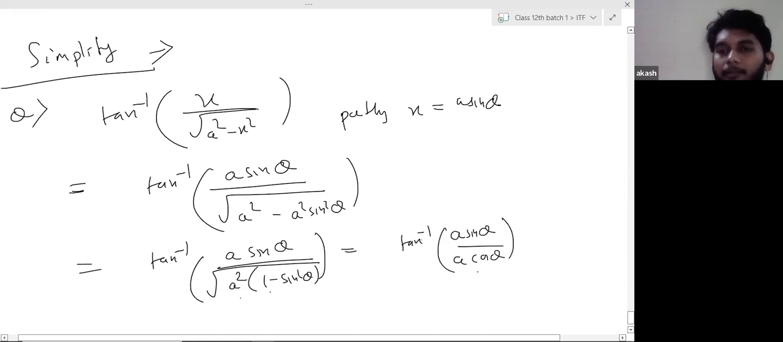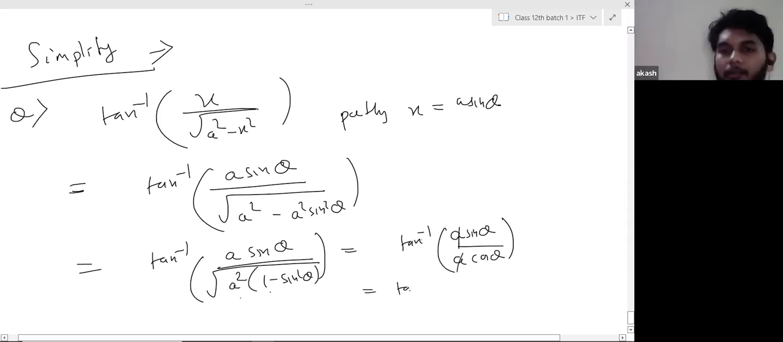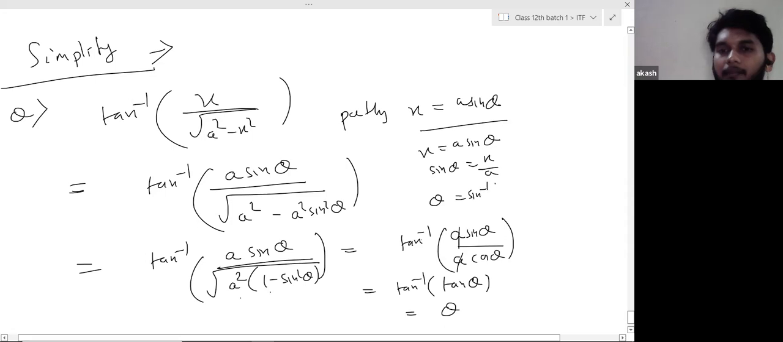This step is clear or not? Yes, sir. So a and a are cancelled. Tan inverse tan theta, and we all know this is theta. And what is the value of theta here? We can find theta from here. So x is equal to a sin theta, so sin theta is equal to x upon a. So theta is equal to sin inverse x upon a. This is the answer.